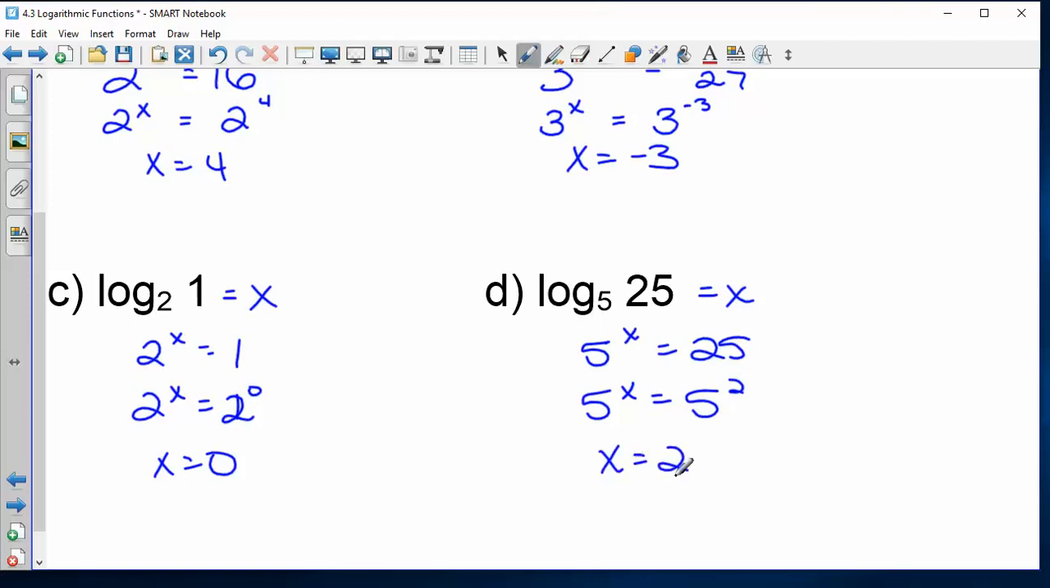Yes, ma'am. If we don't work it out, then we just write equals and then the number. Yep. Do we need any more like this?